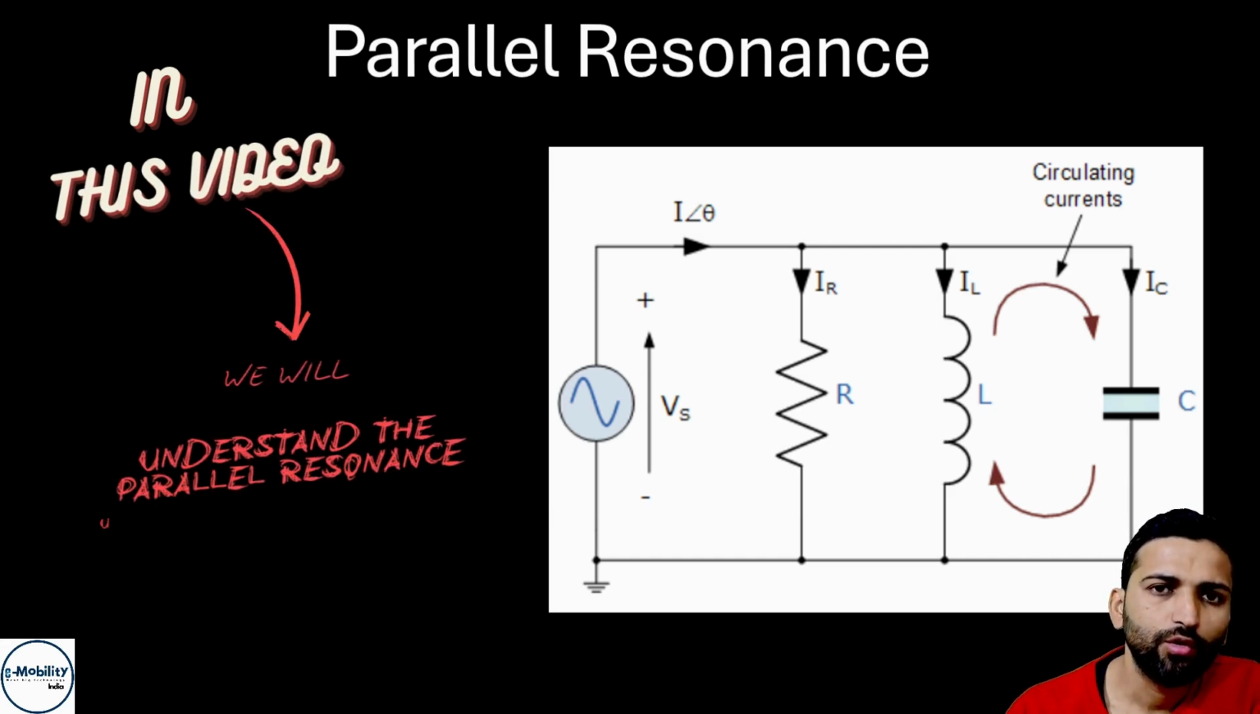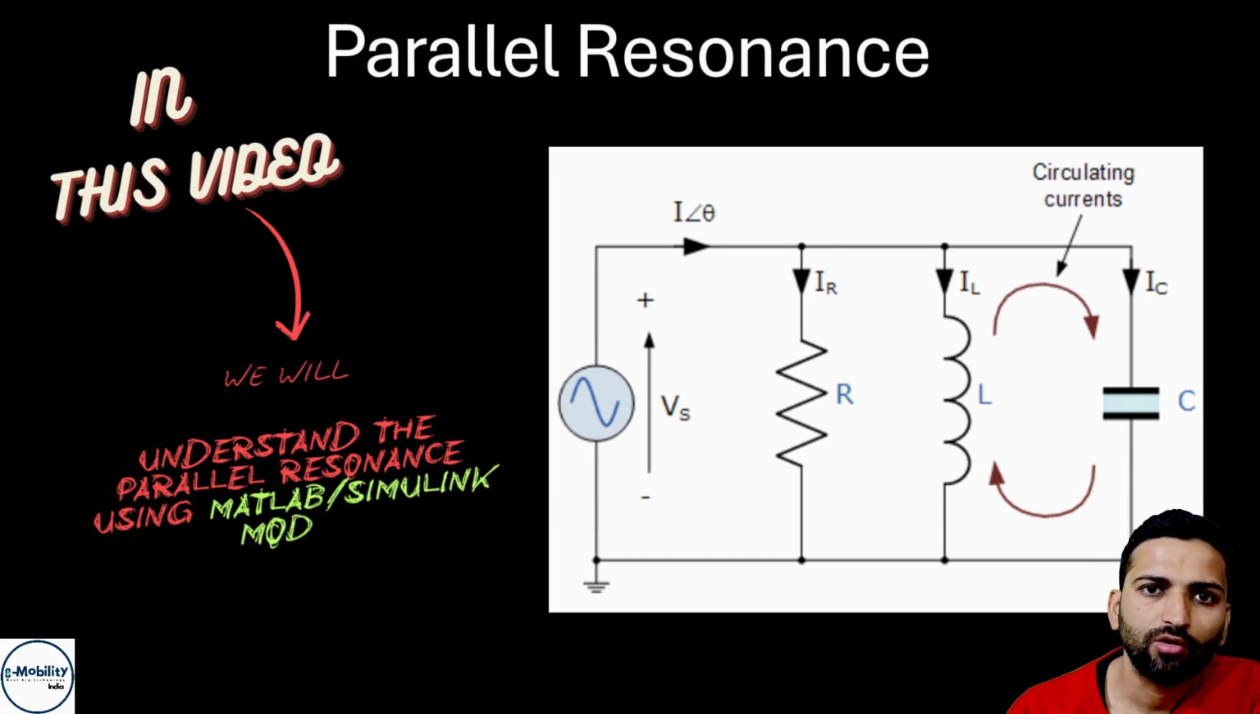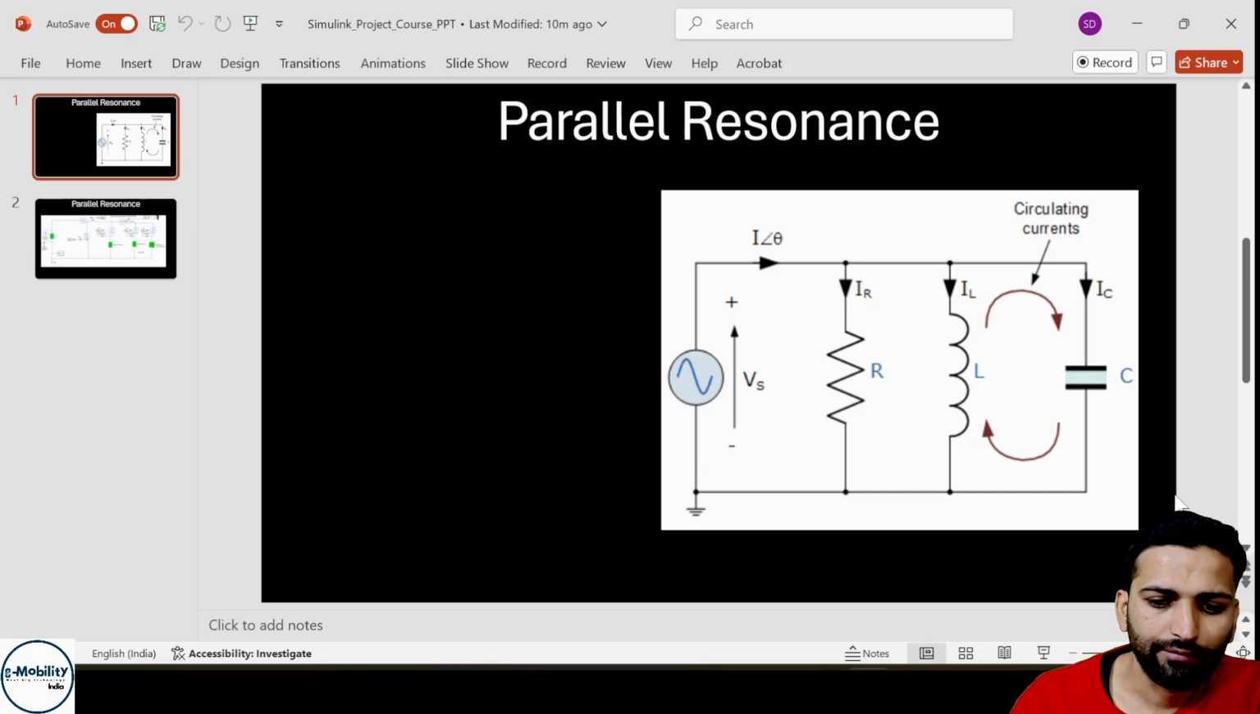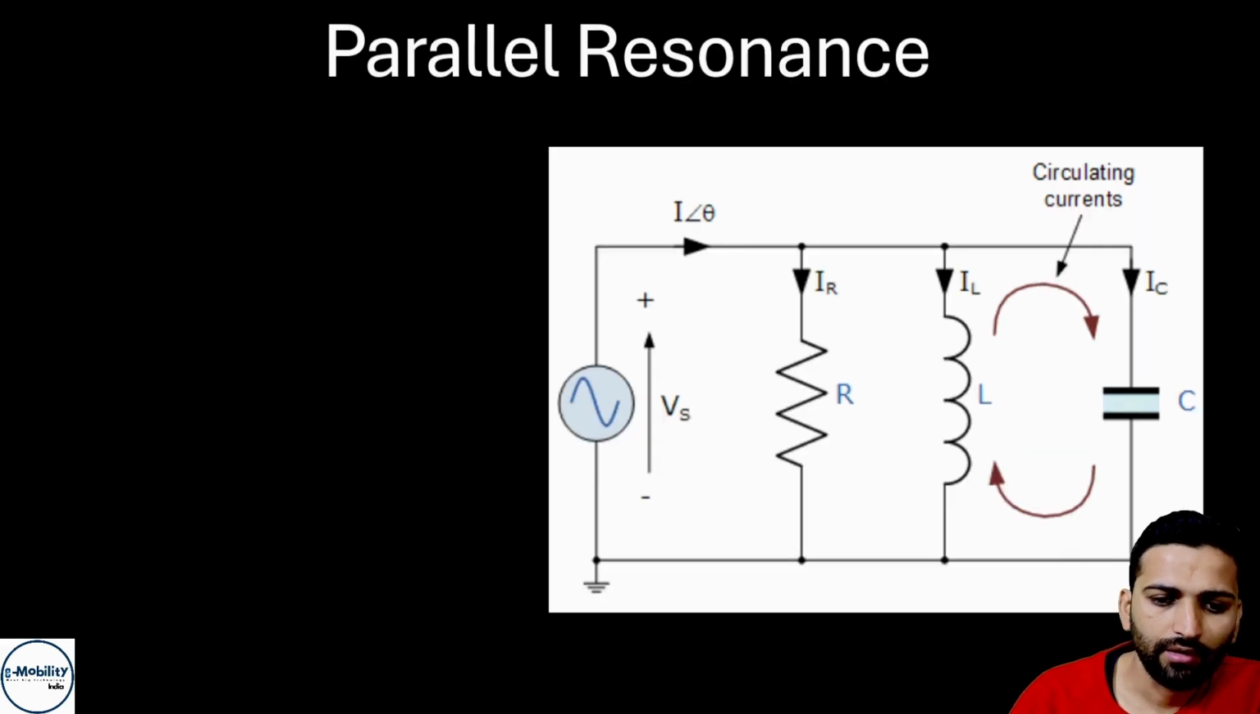So in this video we will be learning about the parallel resonance circuit. So what is a parallel resonance circuit? For that I've shown here a diagram where we can see the parallel resonance circuit. This is a source which is AC in nature with some frequency. So for this we can write V max into sine omega t. This is the source, and this is a resistance, this is inductance, and this is a capacitor.